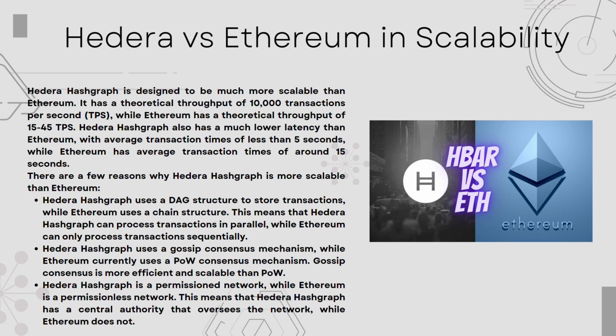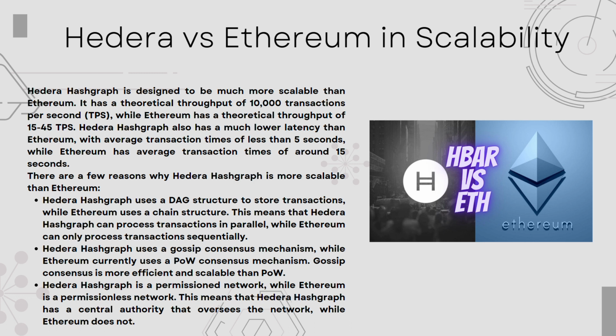This means that Hedera Hashgraph can process transactions in parallel, while Ethereum can only process sequentially or linearly. We can see that very well from the structure of how blockchain works and how DAG works. Hedera Hashgraph uses a gossip consensus mechanism, while Ethereum currently uses POW, which is a proof of work consensus mechanism. Gossip consensus mechanism is more efficient and scalable.